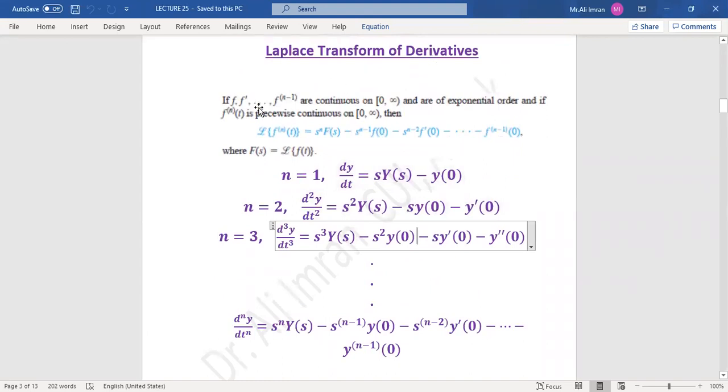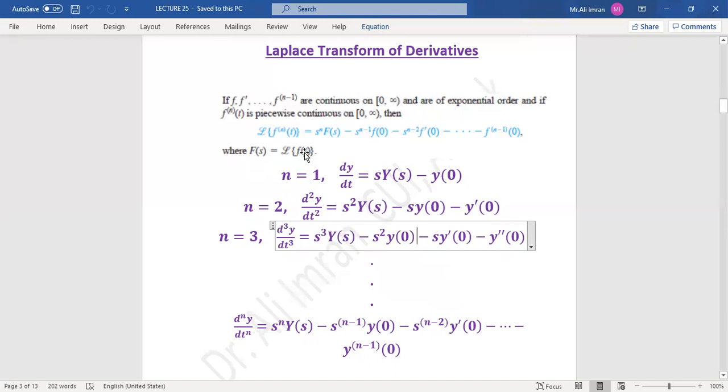Similarly, the Laplace transform of a derivative is defined as follows. If f, f prime, and so on up to the f n minus 1 derivative are continuous on the interval 0 to infinity and are of exponential order, and if f of n of t is piecewise continuous on the interval 0 to infinity, then the Laplace transform of the nth derivative is equal to s power n Laplace transform of f minus s power n minus 1 f of 0 minus s power n minus 2 f prime of 0 minus and so forth, minus the f n minus 1 derivative at 0, where F of s is equal to the Laplace transform of f of t.